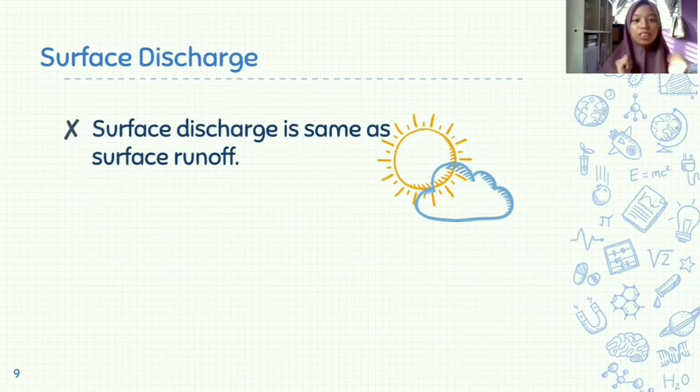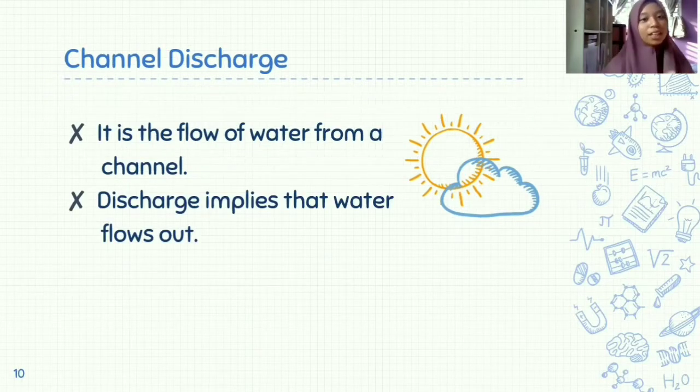Surface discharge. Surface discharge is the same as the surface runoff that I have explained before. Last but not least is about channel discharge. It's the flow of the water from the channel, and discharge implies that water flows out.